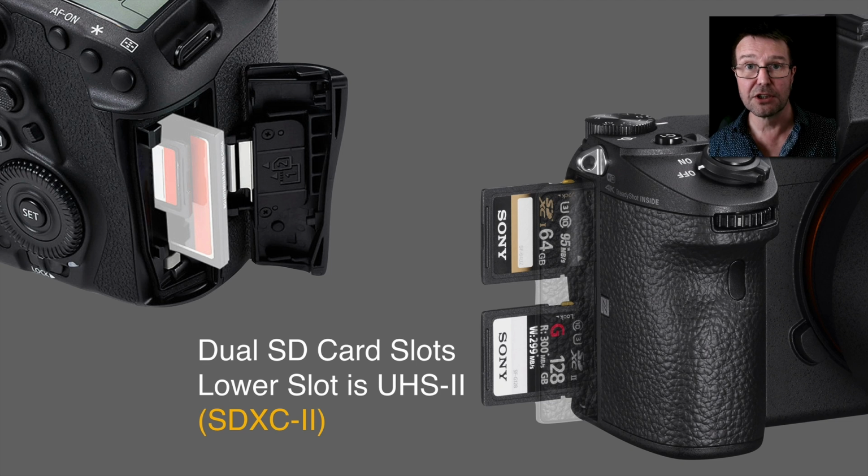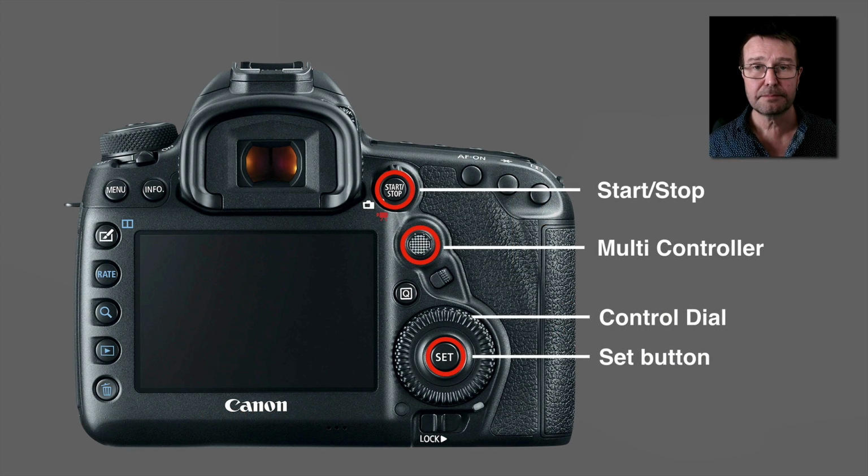You can use it as an insurance policy, record the same file to the top slot. You can have the camera record movies to the top slot and stills to the bottom slot. You could just have the camera record to slot 1 until it's full and then start recording to slot 2. So you've got those choices and you will find those choices in the menus. So just remember to look at those menus so you set the camera up the way you want it to work.